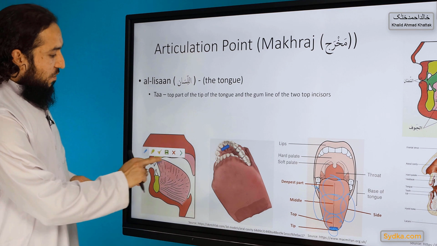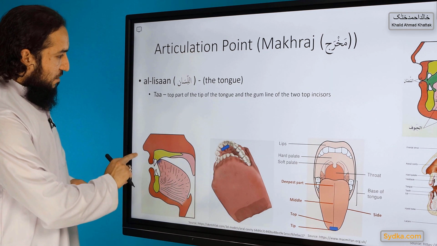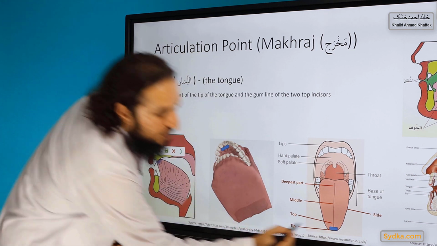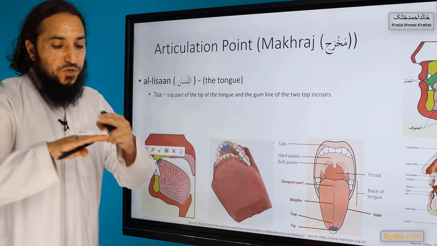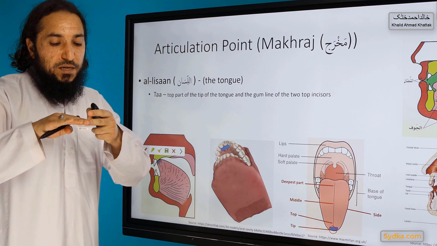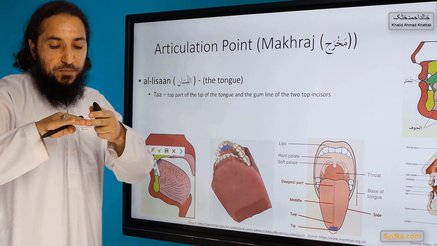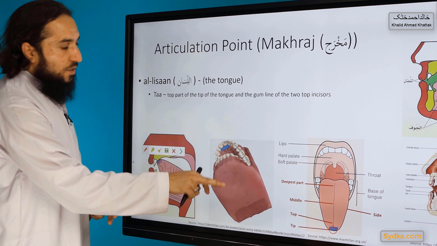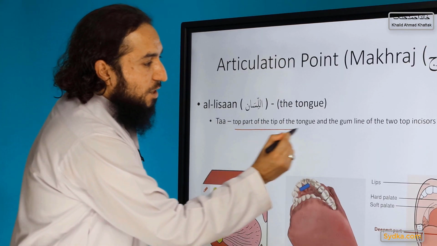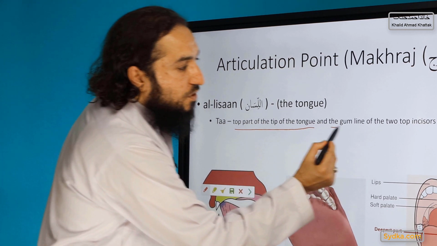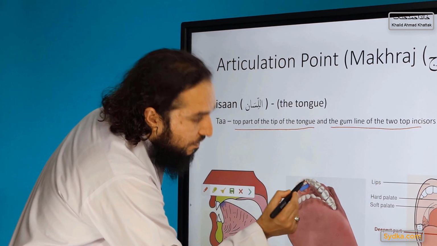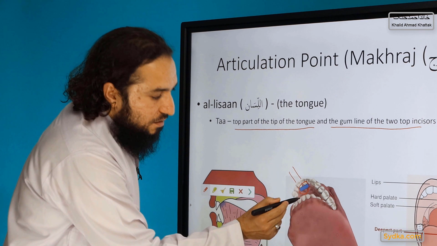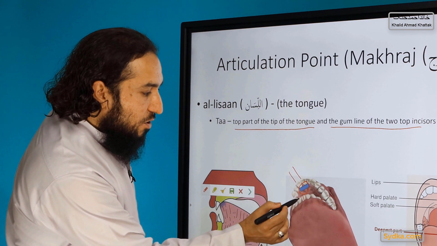What we said here is the top part of the tip of the tongue. So this is the top part of the tip of the tongue. The tip of the tongue has 3 parts: the front, the top side of the tip, and the underneath. For this particular letter we use the top part of the tip of the tongue and the gum line of the top incisors. These 2 teeth are called incisors. That's the top incisors, and opposite to them are the bottom incisors.